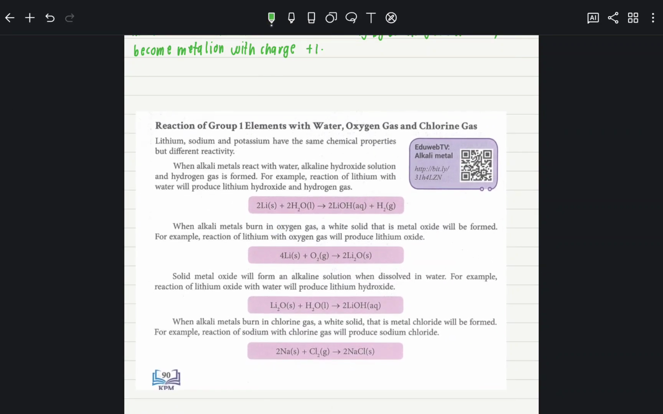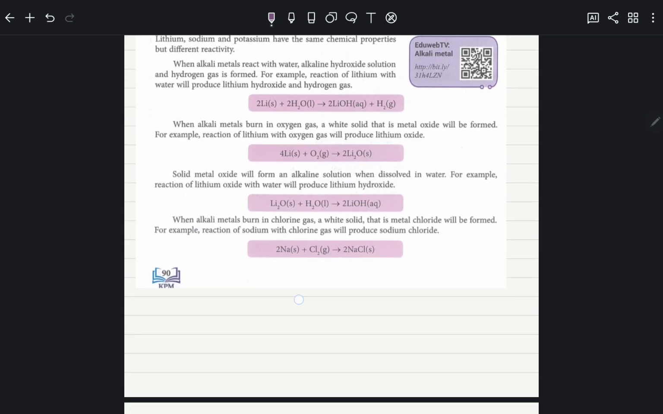Okay, done with it. Now let's go to the next one. This is another topic in the chemical properties. I put it as part 2. So what is in this summary? This is a very long summary.